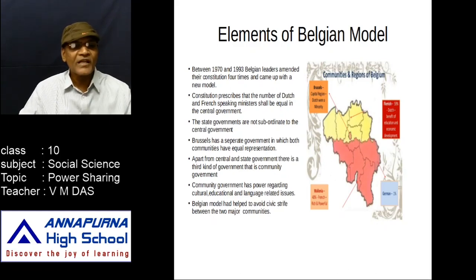The Belgian model helped to avoid civic strife between the two major communities. Here in Belgium, dear children, when the conflict arose between these two communities, it was cleverly and wisely resolved. As a result, peace was established in Belgium. It is power sharing that helped Belgium to establish peace.